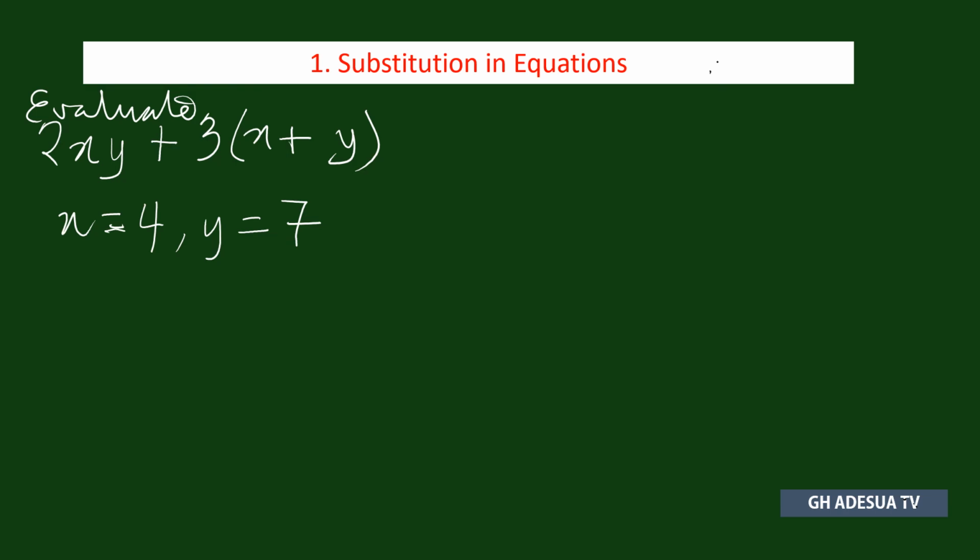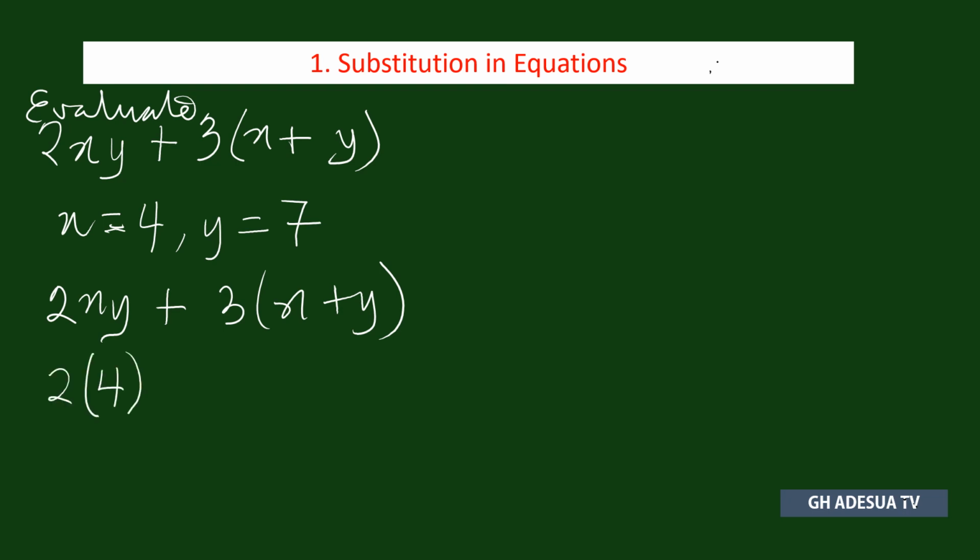Alright. Now let's write out the question and do the substitution. So 2xy plus 3(x plus y). Where you see x, you put 4. When you see y, you put 7. So 2, there's x here, so 4, and then y, which will be replaced by 7. Plus 3 into bracket 4 plus the y, which is 7. So this first one is 2 times 4 times 7.